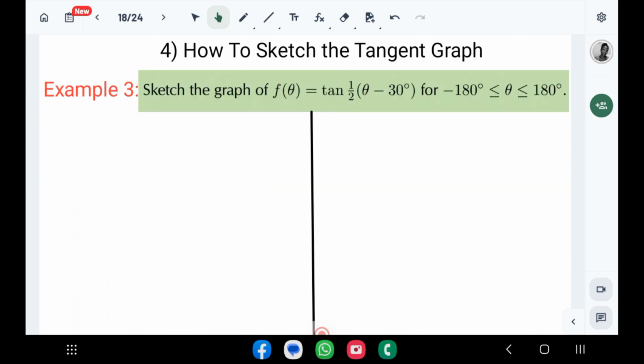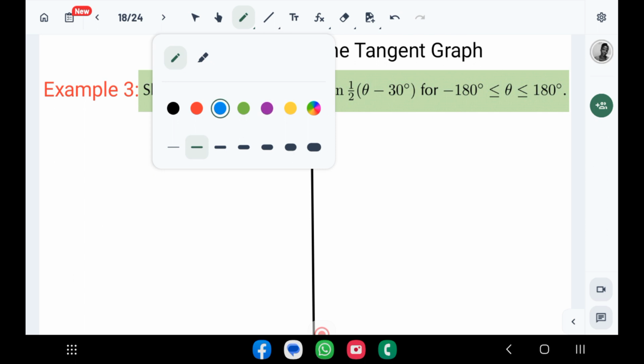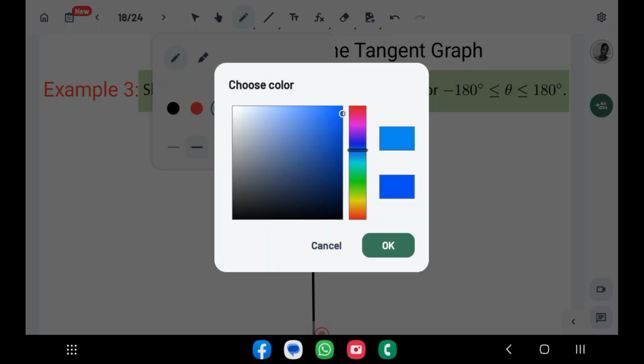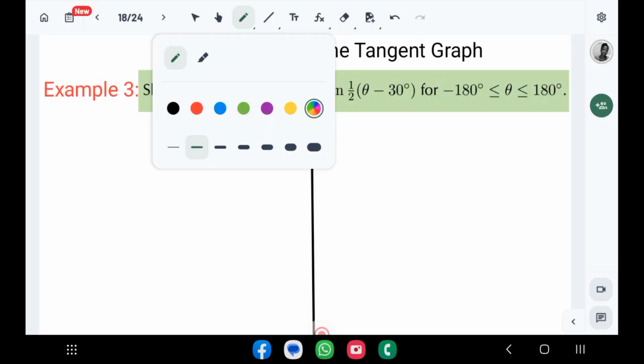Now let's look at example number 3, and this will demonstrate how to sketch the tangent graph. Example 3 says, sketch the graph of f of theta equals tan of half of theta minus 30 degrees, for theta between negative 180 and 180. Notice something here before anything. Your k is 1 over 2. Very important to note there, because then it changes things.